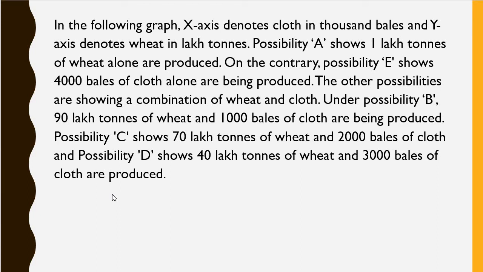The other possibilities are showing a combination of wheat and cloth. Under possibility B, 90 lakh tons of wheat and 1,000 bales of cloth are being produced. Possibility C shows 70 lakh tons of wheat and 2,000 bales of cloth. And possibility D shows 40 lakh tons of wheat and 3,000 bales of cloth are produced.